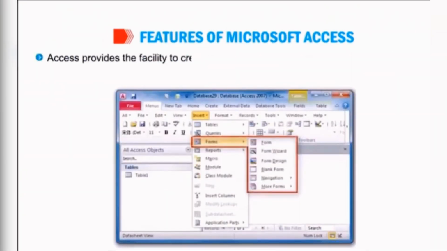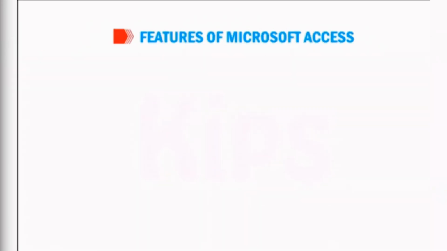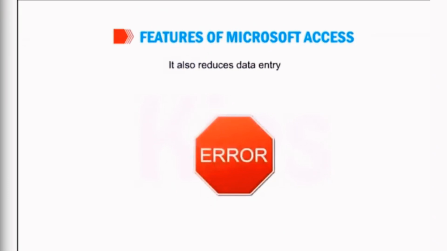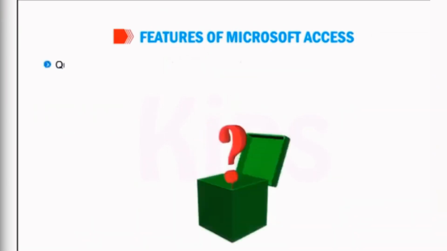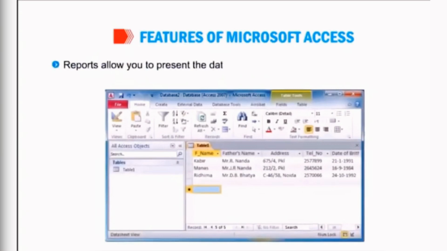Access provides the facility to create data forms so that the user can enter the required information in the respective fields. It also reduces data entry errors. Queries help you to get information on a specific topic from the information stored in the database. Reports allow you to present the data in a meaningful and summarized manner.